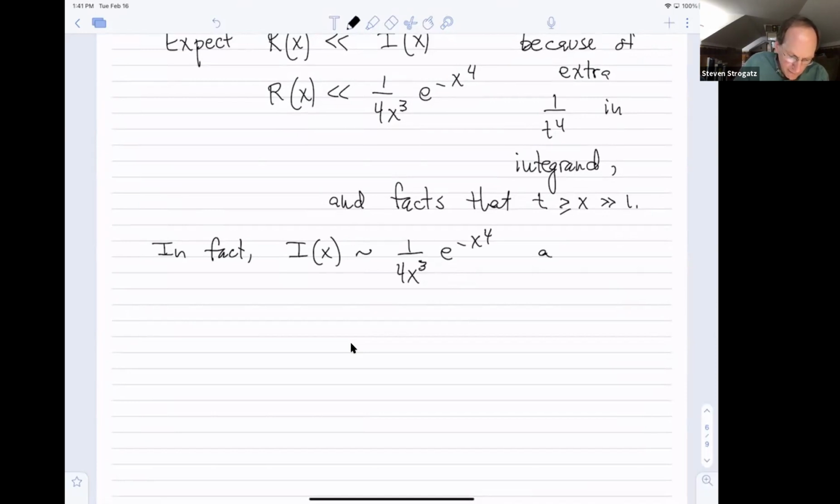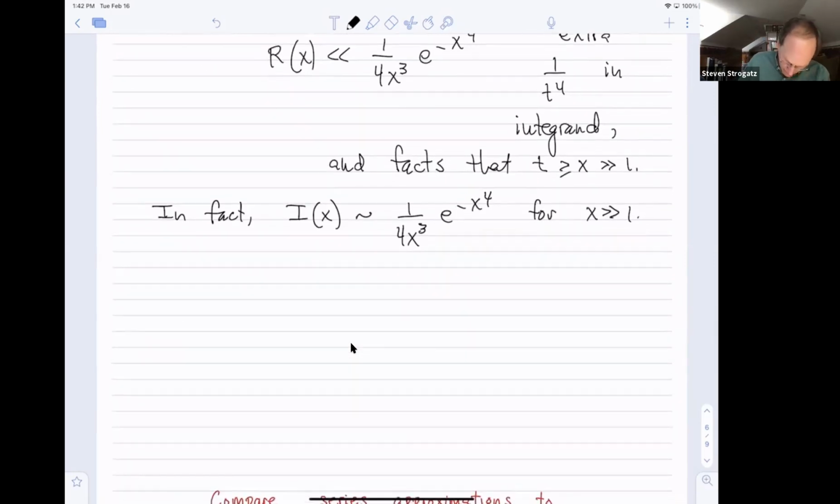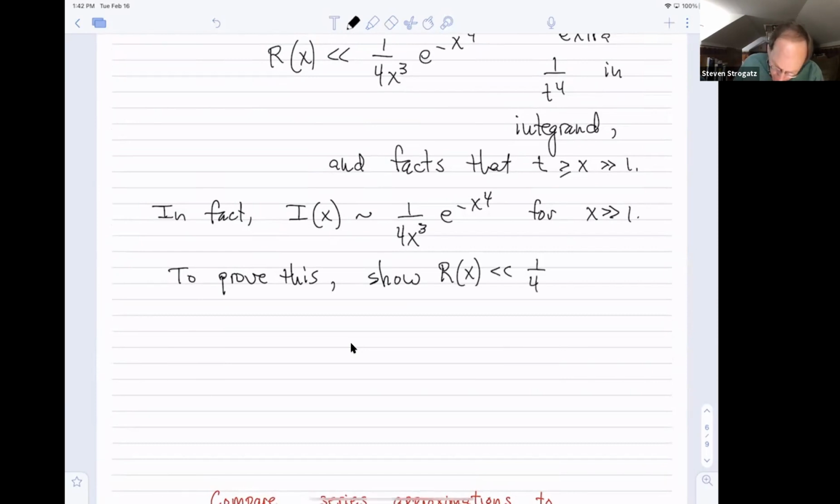Well, let me say it this way. So to prove this, well, we have to show, let's estimate the size of the remainder. We want to show that the remainder is much less than the first term, the term that we retained.